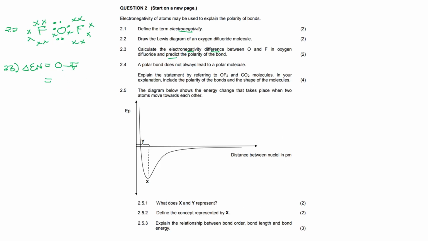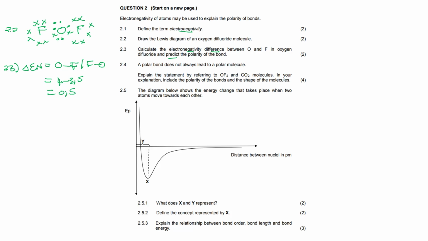All right. So we're going to take the highest, which is fluorine. So you can write it like this, or you can write it like that. It does not matter. That's just the difference. So it's going to be 4 minus 3,5, and that gives you 0,5.